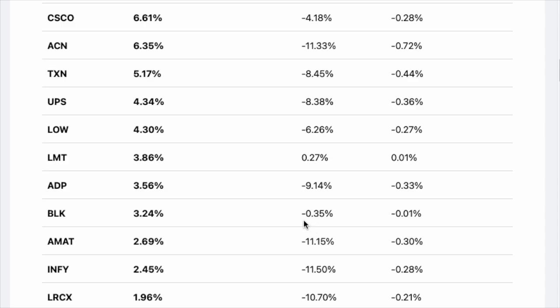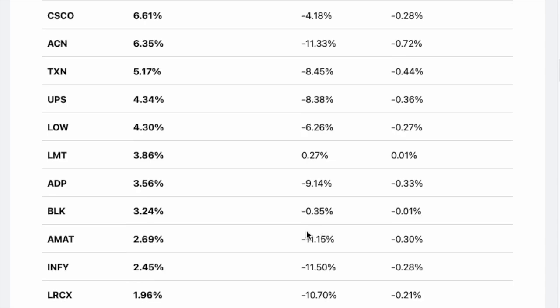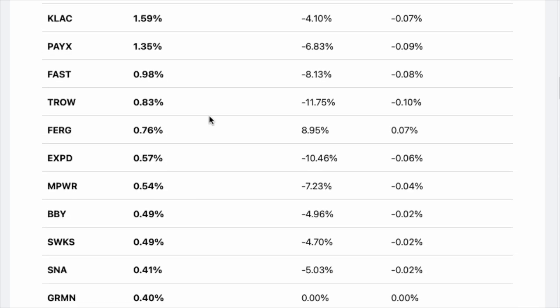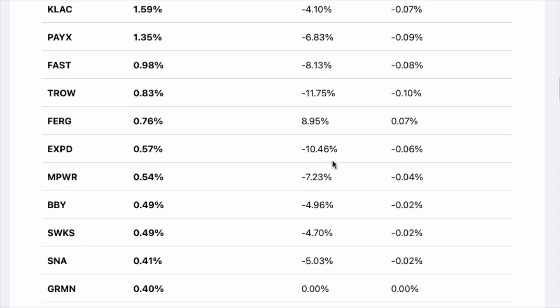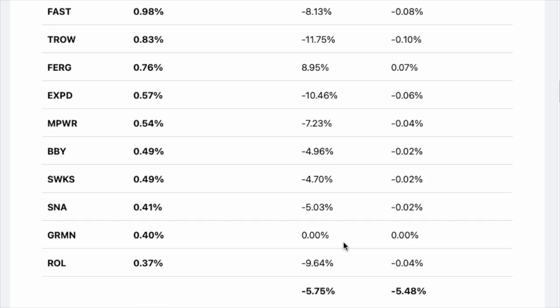BlackRock performed pretty decent, only falling 35 basis points. Applied Materials and Infosys fell more than 11%, and Lam Research fell more than 10%. Tyra was the worst performing holding, falling 11.75%. And Ferguson plc was the best performer, up 8.95% during the month. Expeditors International of Washington also posted a double-digit loss. We had a flat month for Garmin, and a pretty sizable loss for Rollins.